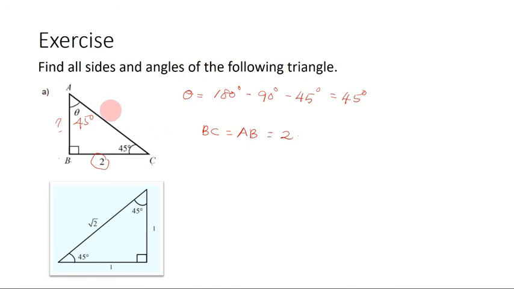For the hypotenuse, to get this value, we can just apply the Pythagoras theorem. We want to know the hypotenuse value. So we get 2 squared plus 2 squared. So we will get the hypotenuse equal to square root of 8. We also can write this simplified version to become 2 over square root of 2.